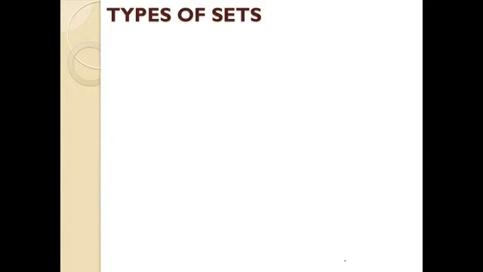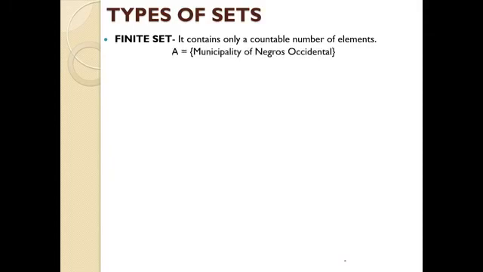Okay, let's have the types of sets. First, we have what we call the finite set. It contains only a countable number of elements. For example, the municipalities of Negros Occidental. Another example, the barangays of Talisay City. You can count the barangays of Talisay City. You can also count the municipalities of Negros Occidental. That's why they are considered as finite sets.